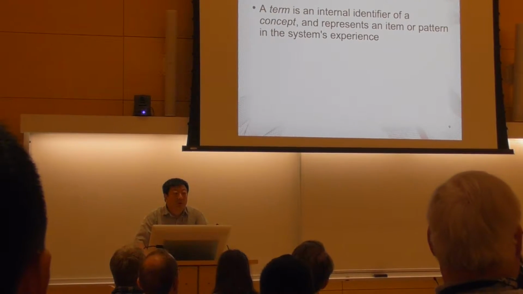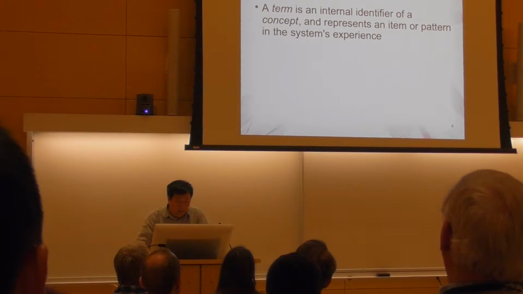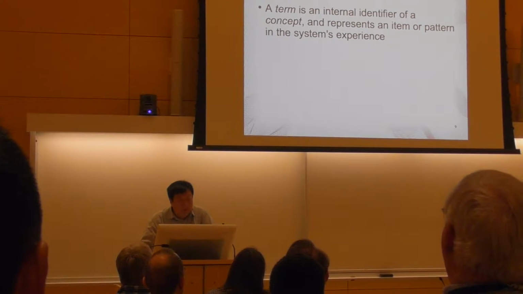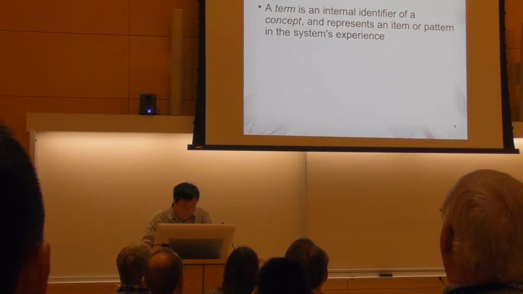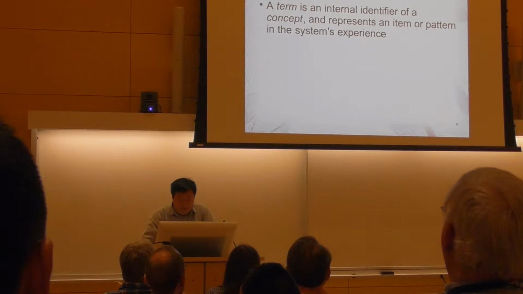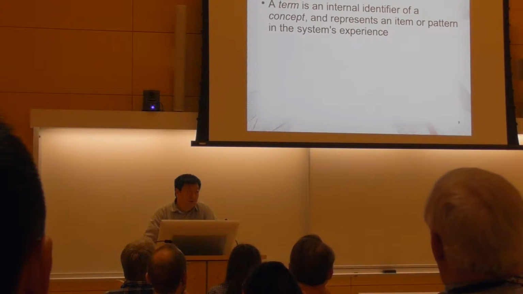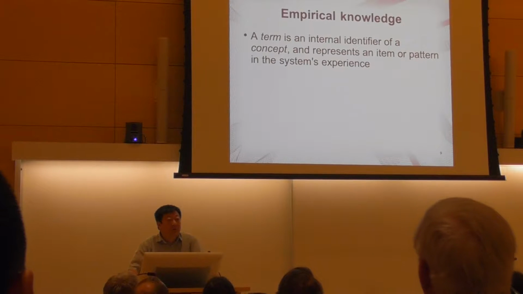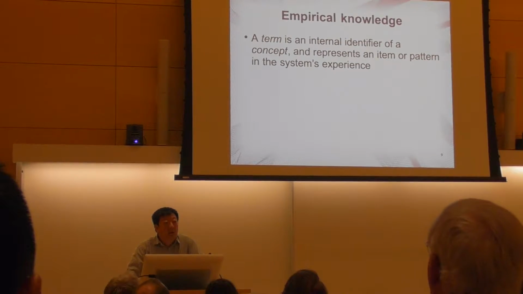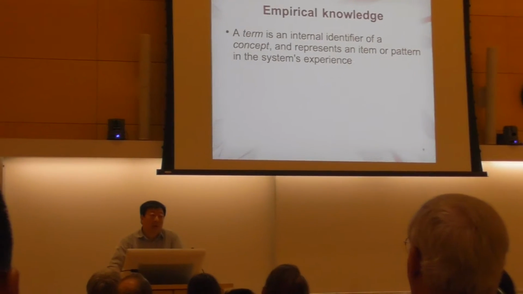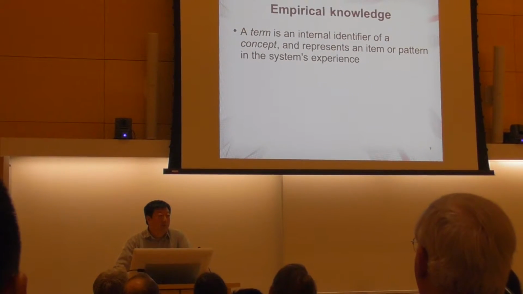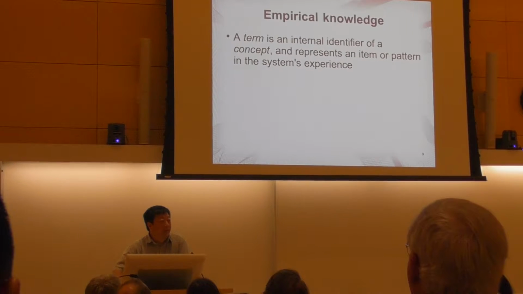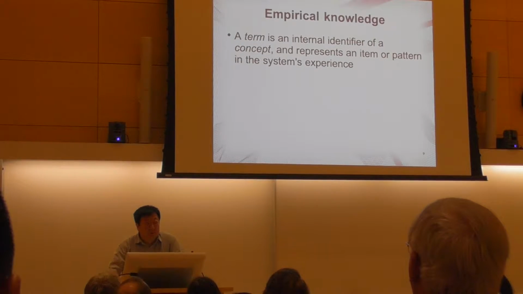The system uses so-called term logic, where a term is an internal identifier of a concept, or the name of a concept. It represents an item in the system's experience, or a pattern in the system's experience. Be careful, this is not the traditional symbol in so-called symbolic AI, because a term can, for example, correspond to an image, no problem about that. So it's just the name of some kind of data that happened in the system.